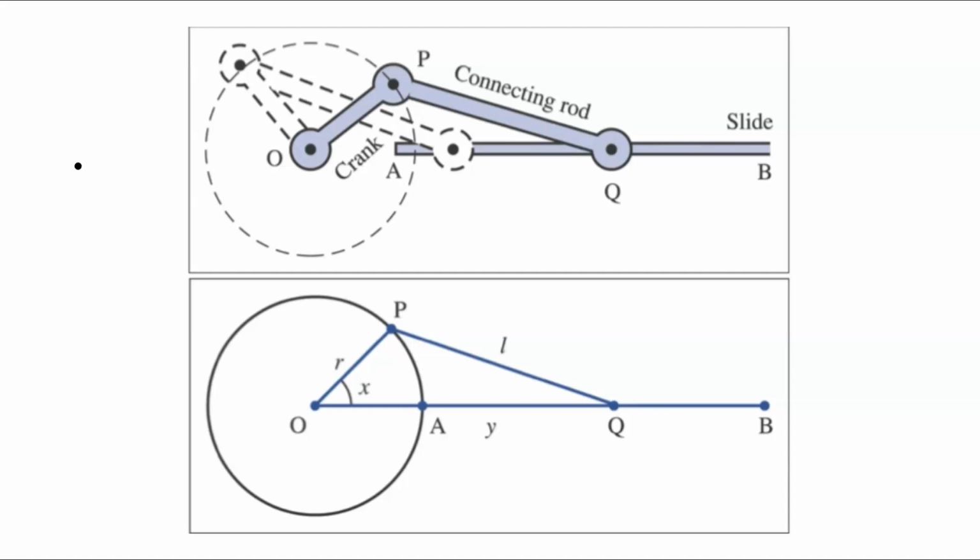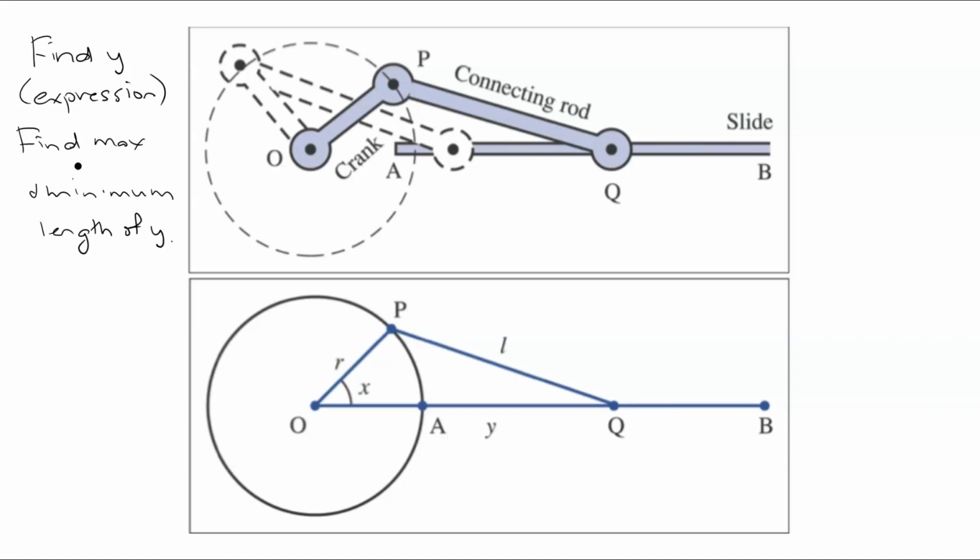And what we've got is that OP is rotating, and as it rotates, Q moves backwards and forwards, and how far it moves depends on the angle X, and you're asked to find Y. Find an expression for Y and then find the maximum and the minimum length of Y.